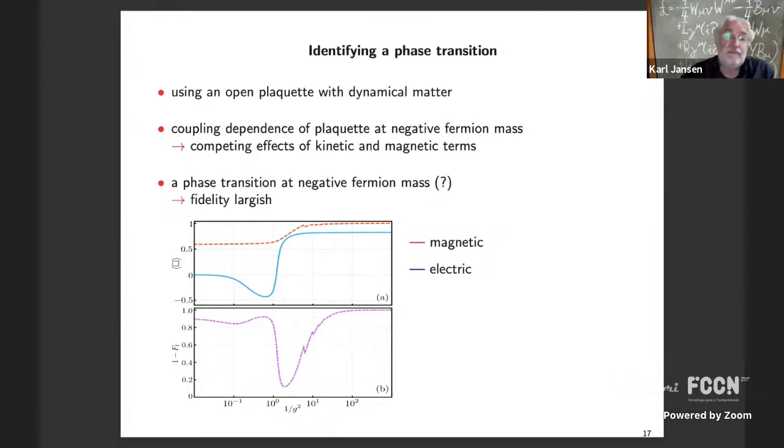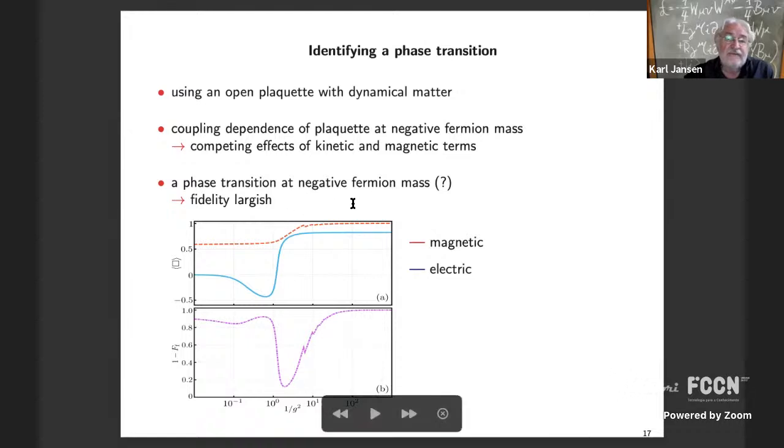And this is what we find when we have matter. There we used an open plaquette with dynamical matter. What we see here is again the plaquette expectation value as a function of 1 over g square. Here we use the electric basis, go to some value of g square, and then we match and go here. And what we see is that we have a dip in the plaquette expectation value. This, we think, is a sign of a phase transition.